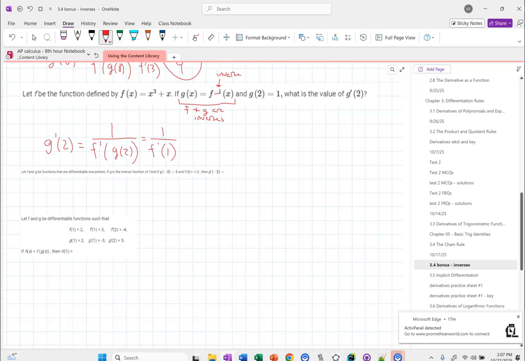Oh, yeah, we're told the function for f, right? So we'll just do f prime, which is 3x squared plus 1. So f prime of 1 then is 4. So it's 1/4. It's okay?